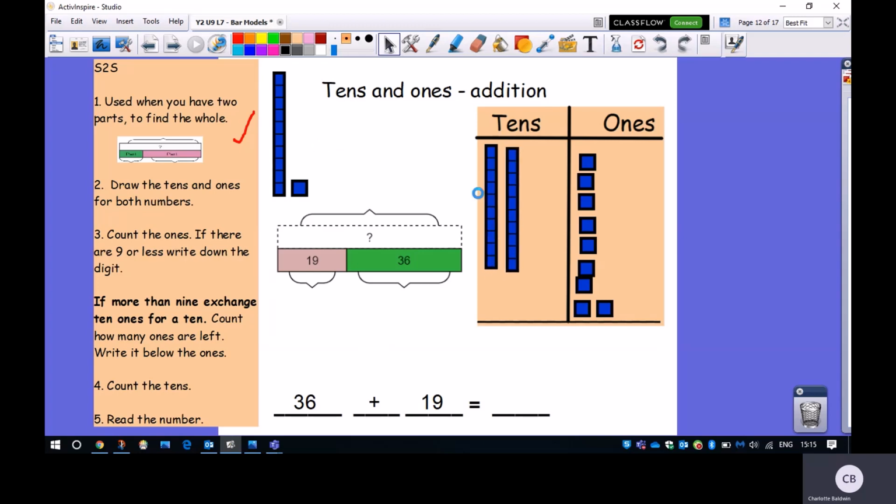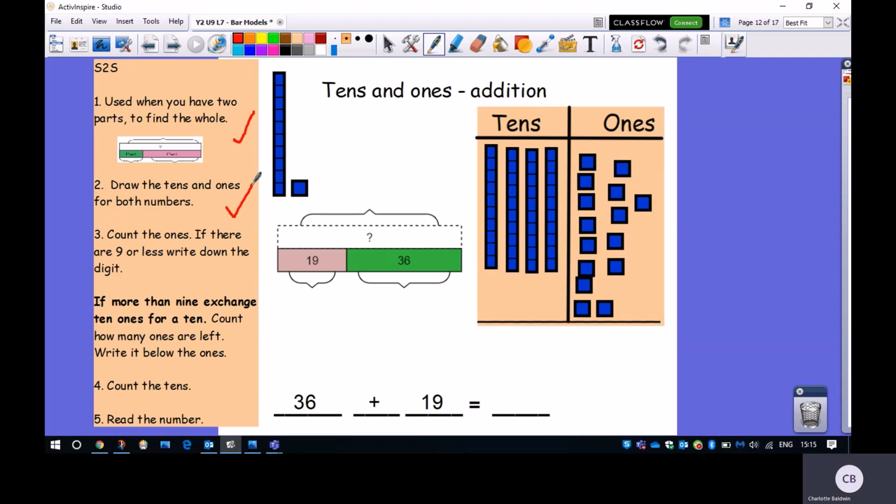1, 2, 3 tens, and 6 ones. 1, 2, 3, 4, 5, 6. Okay, so my next step is to do what?